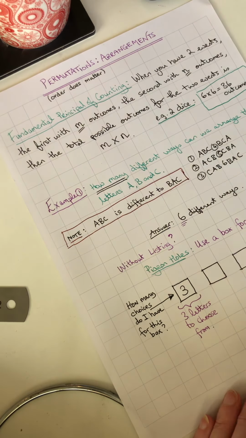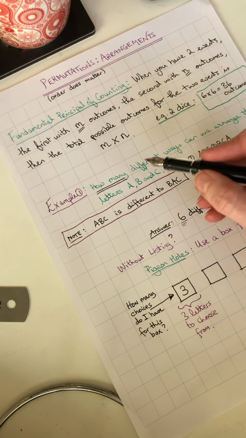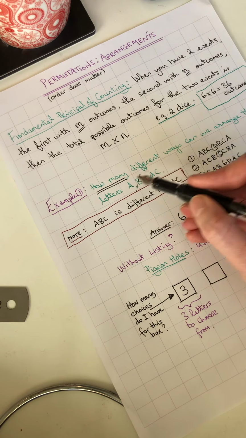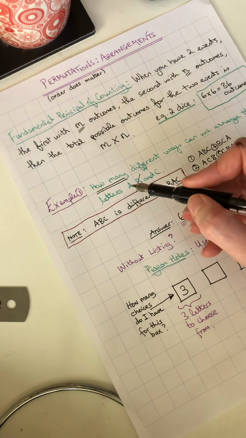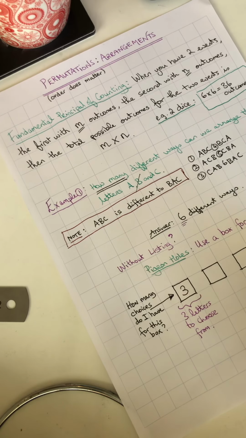Now, once I've chosen that letter, and we don't know what letter it is, it could be A, it could be B, it could be C, but whatever letter I've chosen is gone out of my options. Suppose it was B. All that's left now are A and C. If I'd chosen A, B and C would be left. If I'd chosen C, A and B would be left. So for my second box, how many options do I have?